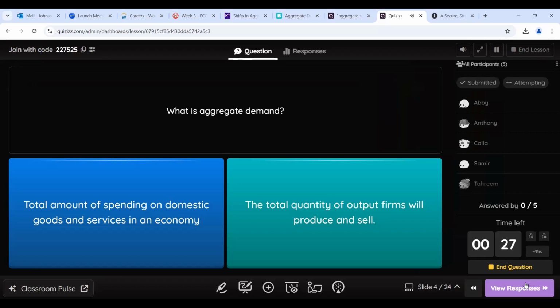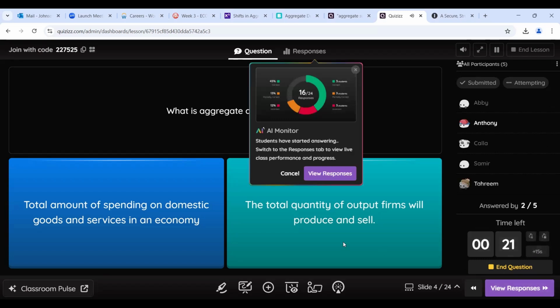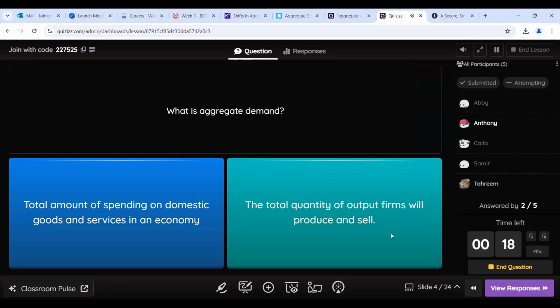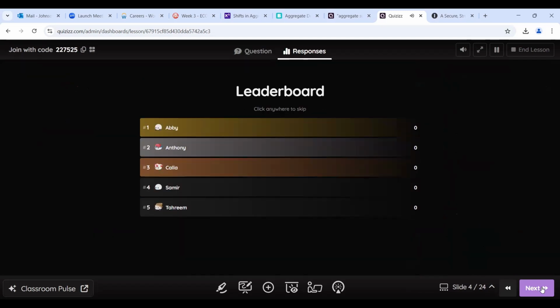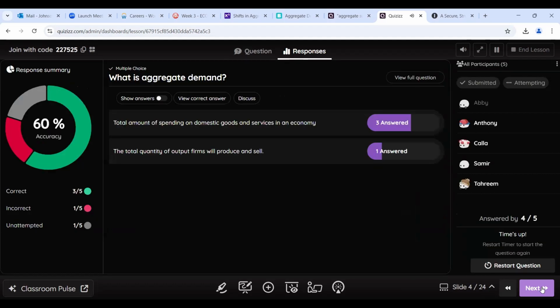What is aggregate demand? Total amount of spending on domestic goods and services in the economy. So domestic means inside the country. It's focused on spending, in this case.